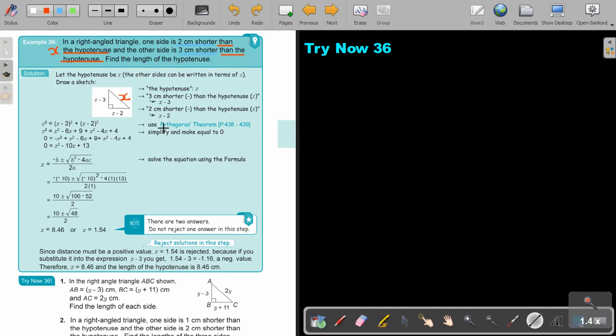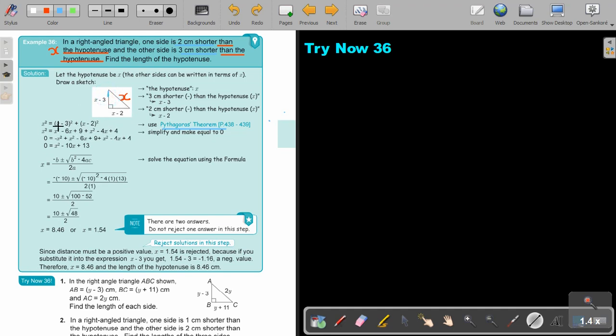Now, what did they use here? They used Pythagoras Theorem. And if you cannot remember it from junior secondary, you can go in this textbook to page 438 to 439, but it's a little bit in front. I think that this will be in book 2, not in book 1. So Pythagoras says this hypotenuse square is equal to this square plus this square.